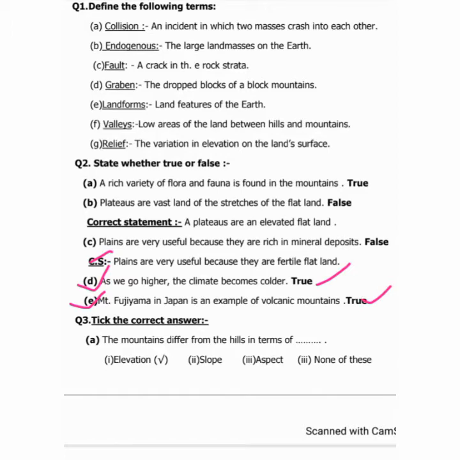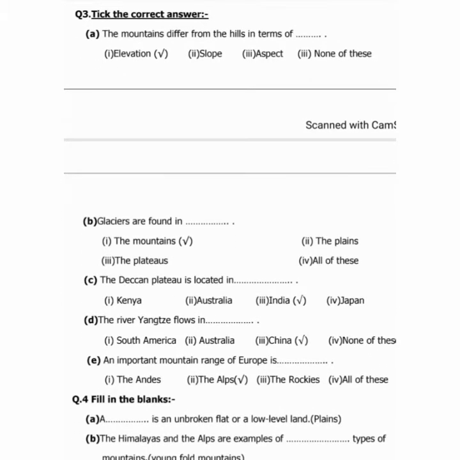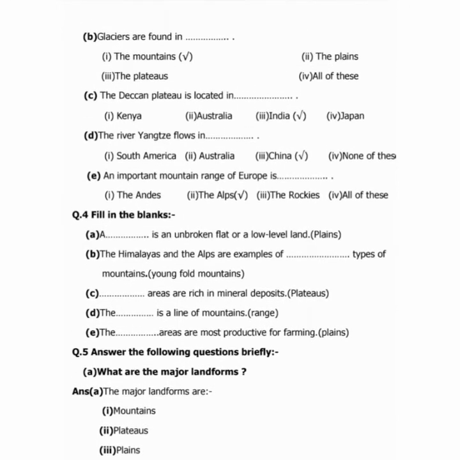Yes, it is true. Now coming to choose the correct answer. The mountains differ from hills in terms of elevation. Hills are different from mountains in terms of elevation, other than that they are the same. Then glaciers are found in mountains.